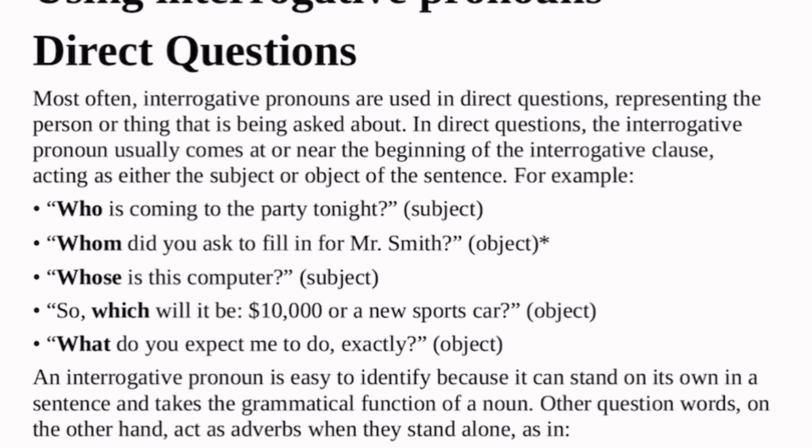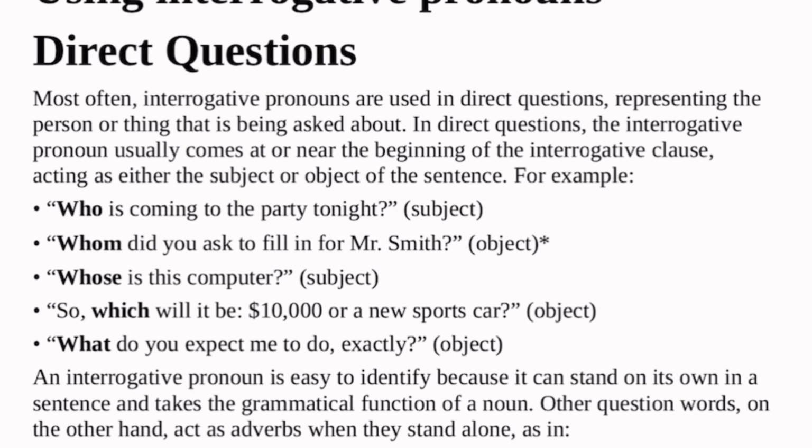That is, this computer belongs to whom? So, which will it be? $10,000 or a new sports car? That is the object of that sentence. What do you expect me to do exactly? What there is object, that is, the person is expected to do something. So it is that something that the person is asking about.